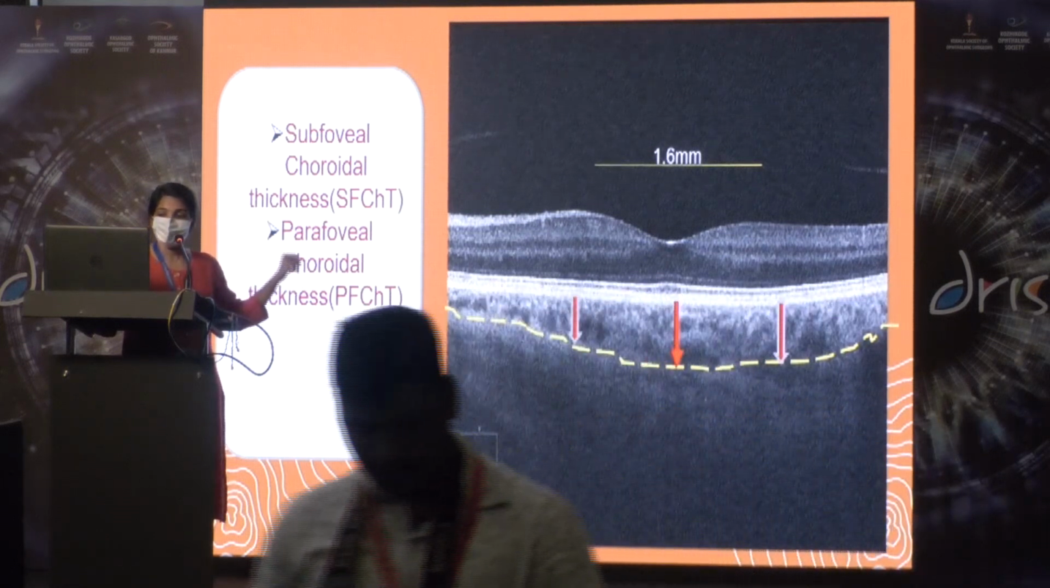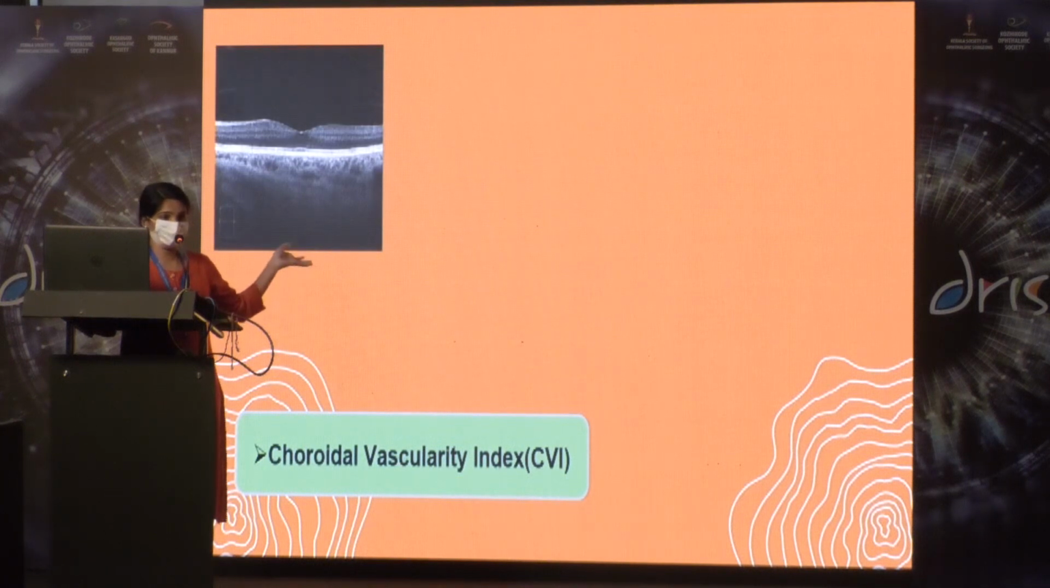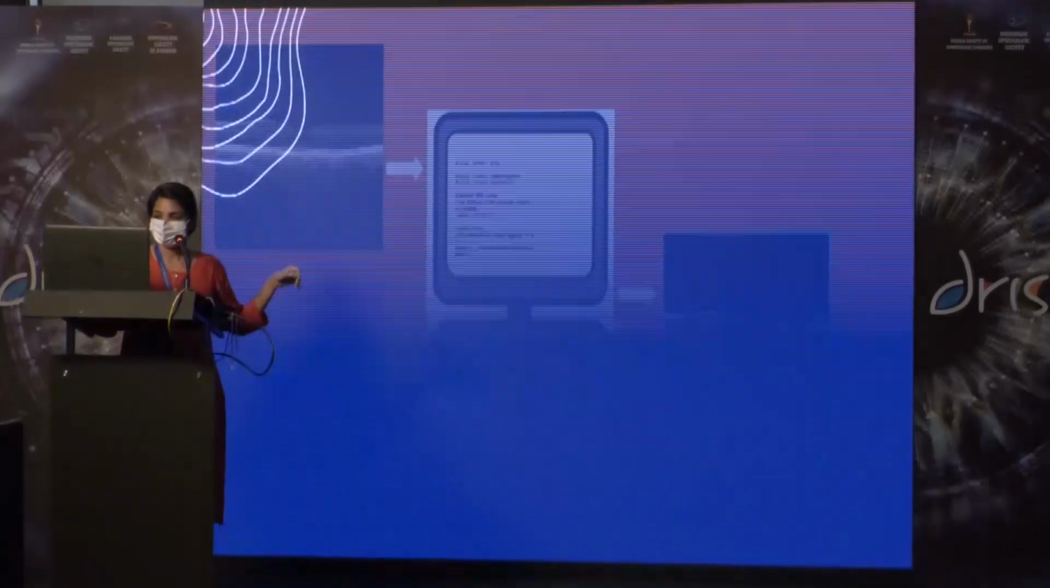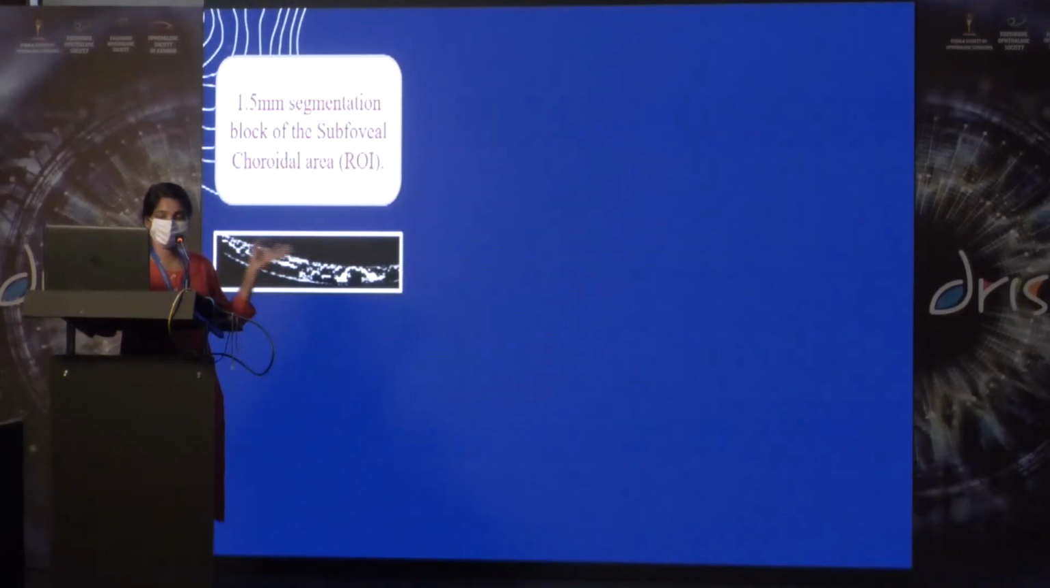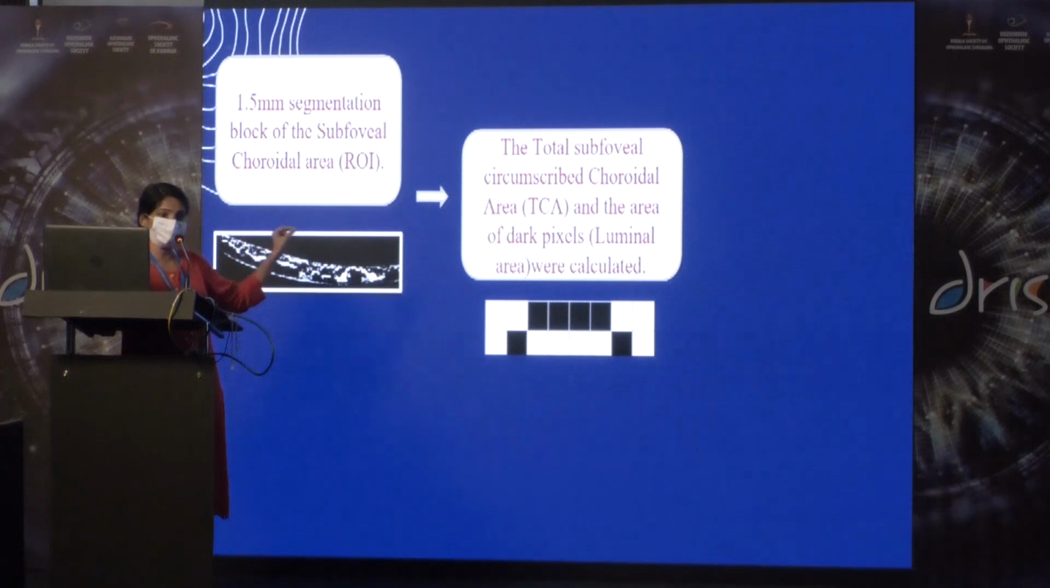choroidal thickness. To calculate the choroidal vascularity index, we created an algorithm for image binarization, and from a grayscale OCT image, after image binarization, we got a binarized OCT image. And a 1.5 millimeter segmentation block of the subfoveal choroidal area was selected as the region of interest, and the total subfoveal circumscribed choroidal area was calculated with the total number of dark pixels as well as light pixels, and total luminal area was calculated as the total number of dark pixels.